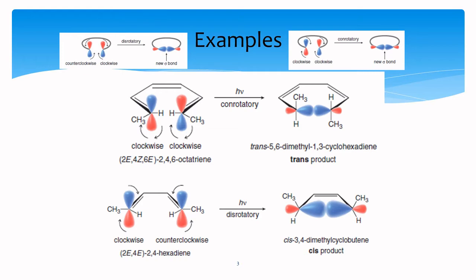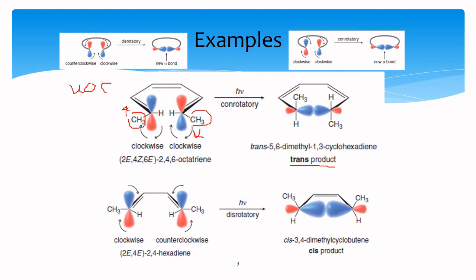Okay, let's take a look at the example here. We have 2E, 4Z, 6E-2,4,6-octatriene. So this is UV, and we have an odd number of pi bonds, so it is conrotatory. When it is conrotatory, both go clockwise. So when this goes clockwise, this methyl group will go up, and this methyl group will go down. So it will give you a trans product.